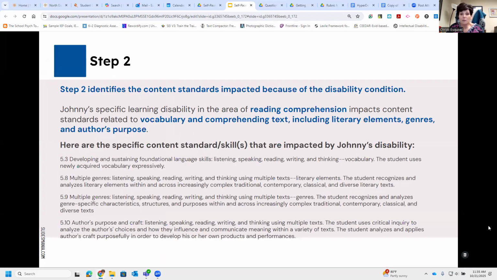In step 2, we pinpoint the standards impacted by Johnny's disability. His specific learning disability in the area of reading comprehension impacts content standards related to vocabulary and comprehending text, including literary elements, genres, and author's purpose. Listed are the specific content standards or skills that are impacted by his disability. How could subjects other than ELAR be impacted by Johnny's disability?